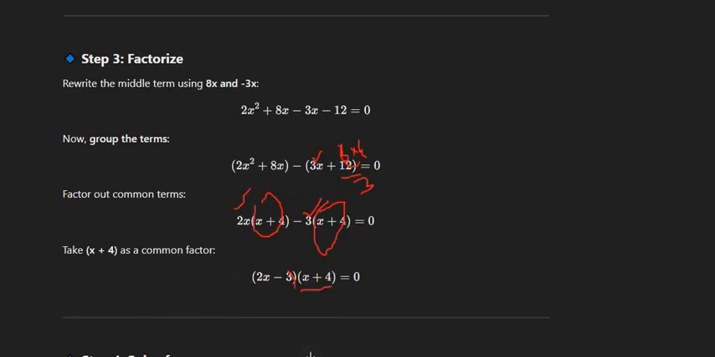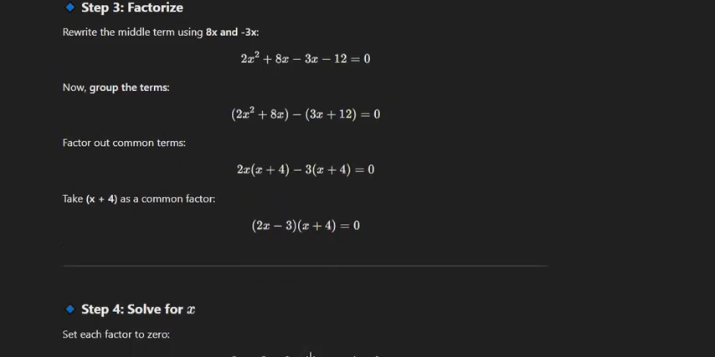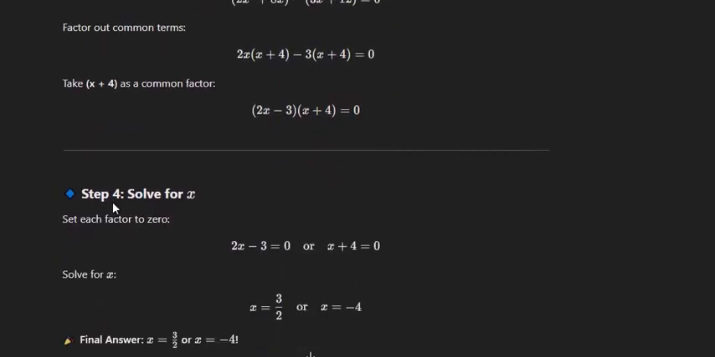Now the remaining thing is the same as before. That is, you have to find out the values in step 4. You have to find the values. So you will take the values, and again the same thing: either 2x minus 3 is equal to 0, or x plus 4 is equal to 0.